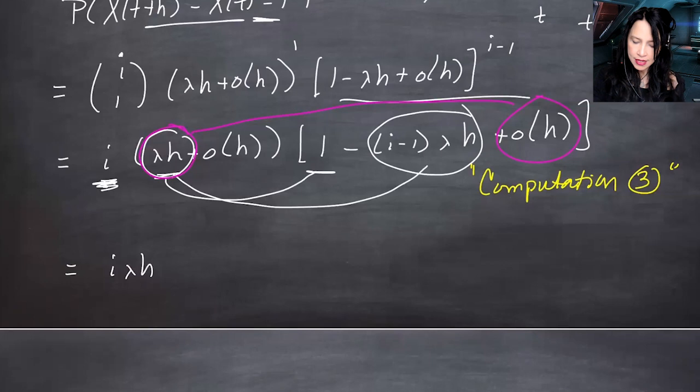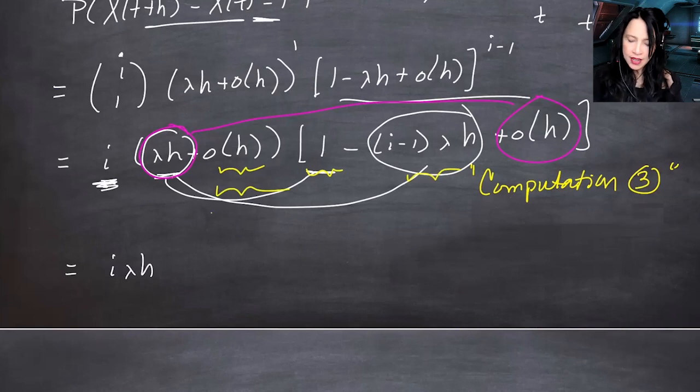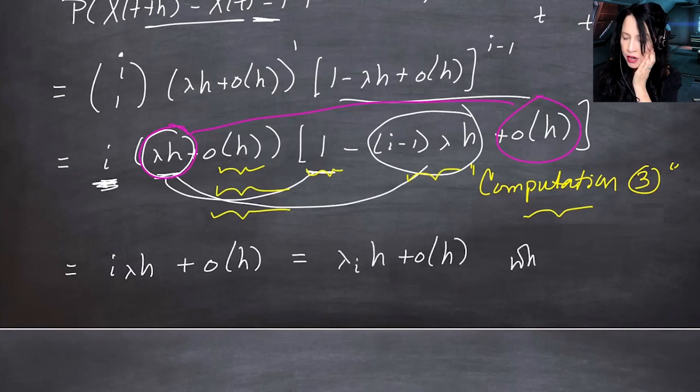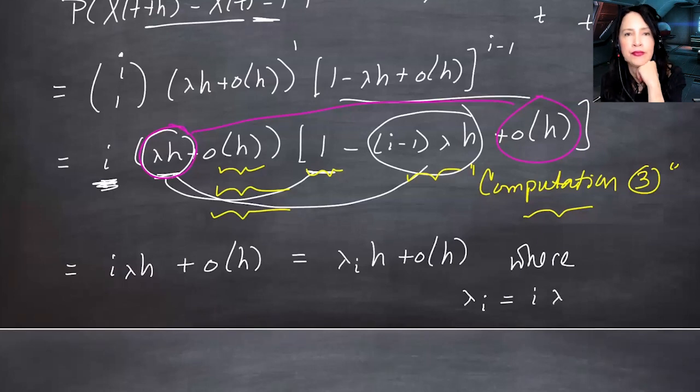And a little o of h times 1 is little o of h. A little o of h times an h term is little o of h. And a little o of h times a little o of h is little o of h. So all the rest of the terms are little o of h. And this has the form lambda I h plus little o of h, where we're defining the birth rate when the population size is currently I as I times the constant rate that we were given per individual.